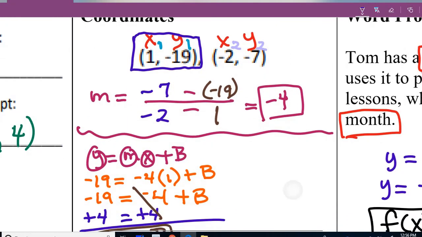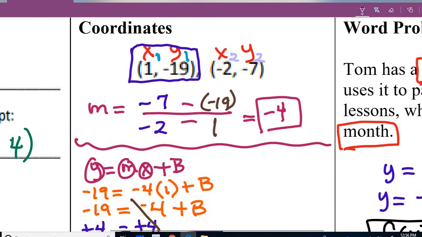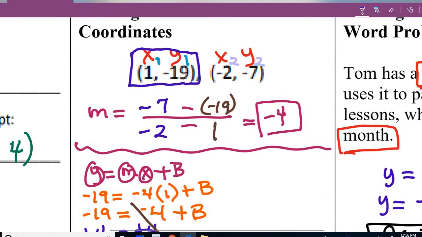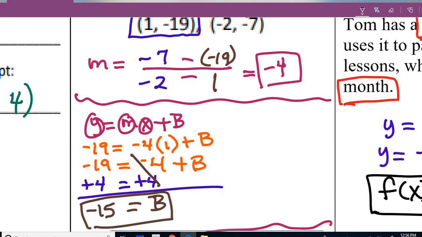And just like example A, you're going to substitute the slope back into the slope-intercept form and solve for b, and use any one of these 2 sets that you want to. I'm using (1, negative 19), and once you work all the way through it, it will give you b is negative 15. As you can see, I substituted out the y, m, and x and found my b.